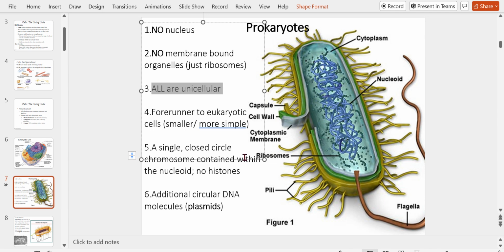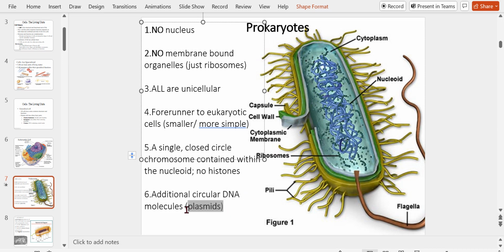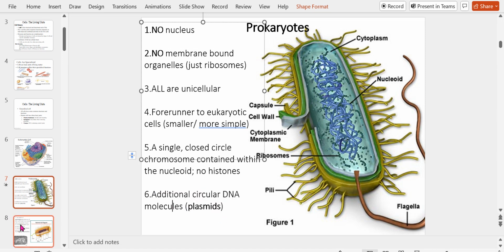A single closed circular chromosome contained within the nucleoid, no histone. So it's just a circular piece of DNA. The starting point is exactly the same as the end point. That's what makes bacterial DNA very easy to replicate, and that's why the life cycle of a bacteria is only 20 minutes. It even has additional circular DNA. We call this the plasmid. This one here is involved in antibiotic resistance.